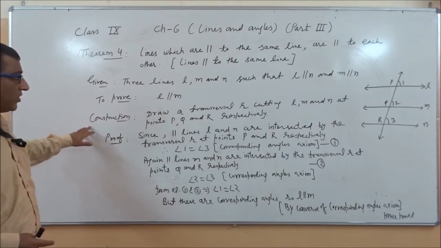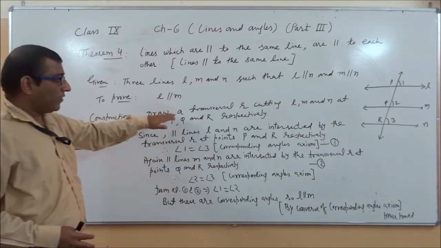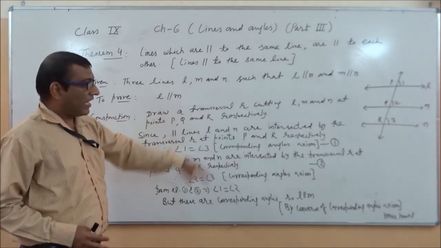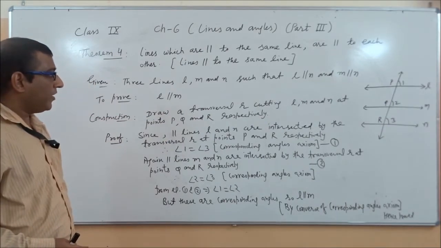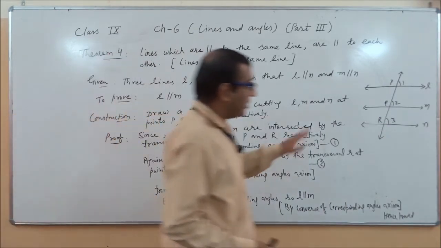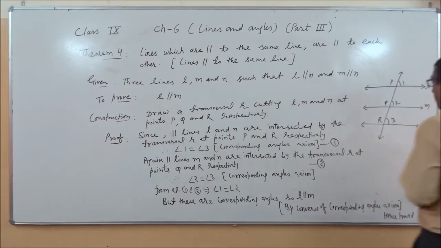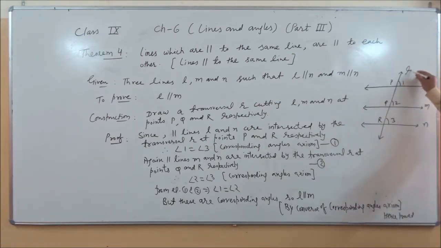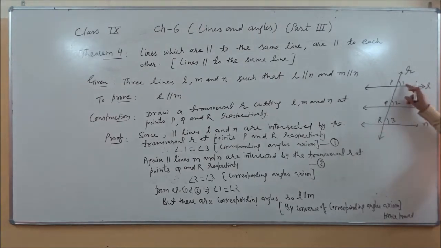So what is the construction? Draw a transversal line r cutting lines L, M and N at points P, Q and R respectively. As you see in this diagram, this is your transversal line represented by a small r which cuts line L at point P, line M at point Q and line N at point R. And some angles are generated here, angle 1, 2 and 3.